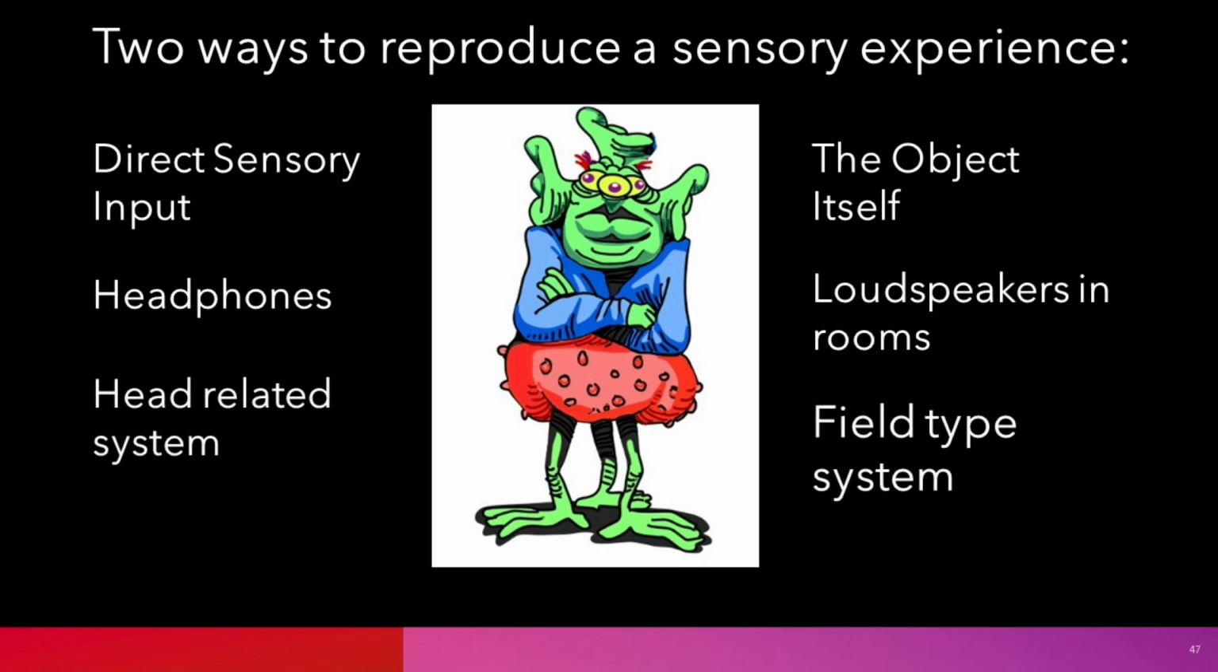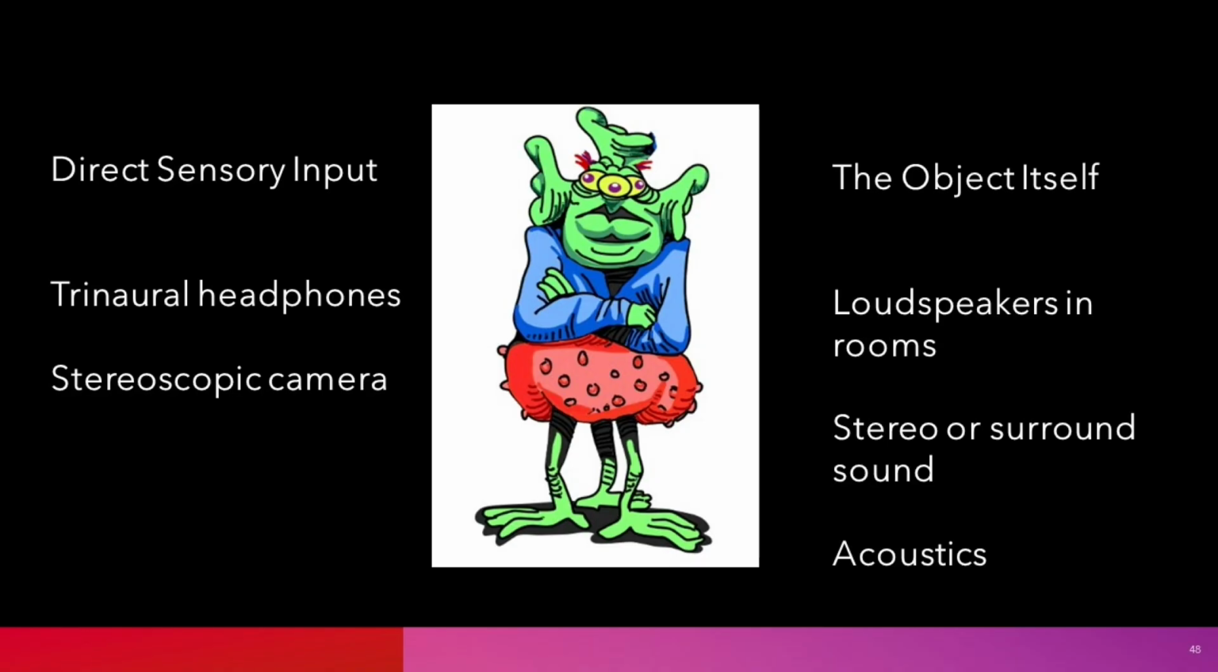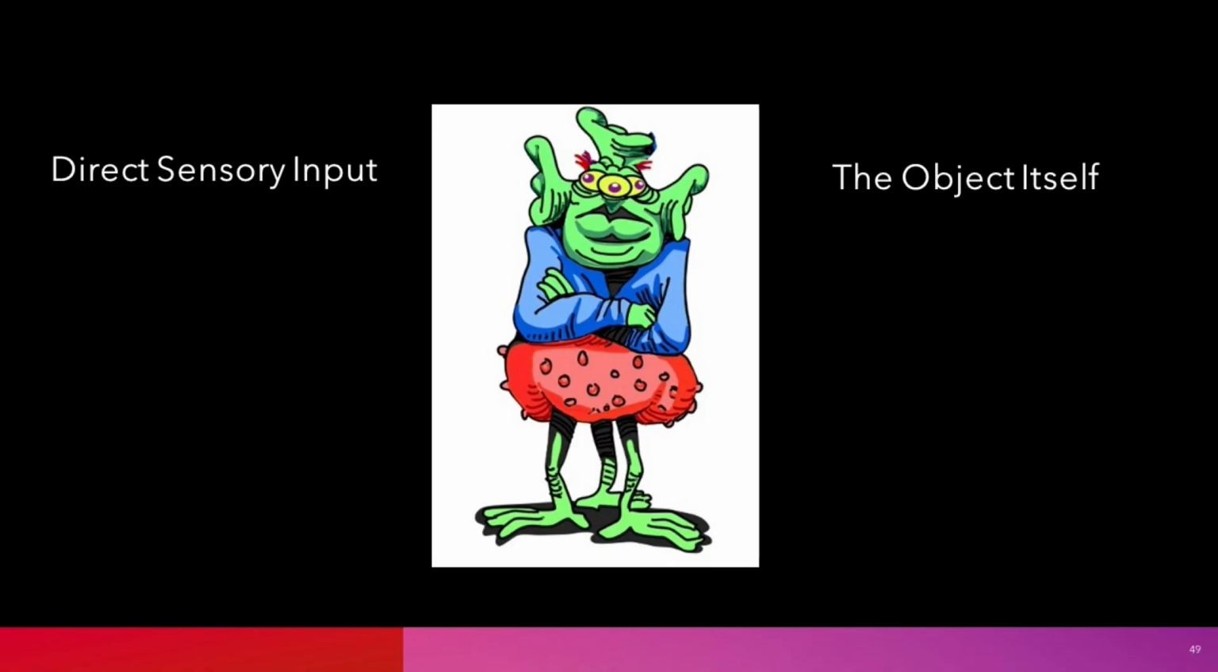You've got a head-related system, binaural, versus a field-type system, stereophonic or surround. And I lump stereophonic and surround in the same type with field-type systems. If you can create the sound in the room, you've got the problem licked. It also involves acoustics, of course, because making the sound in another room requires the acoustics to support what you're trying to reconstruct in there.